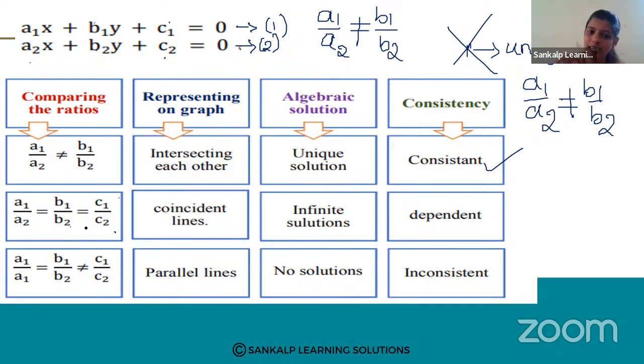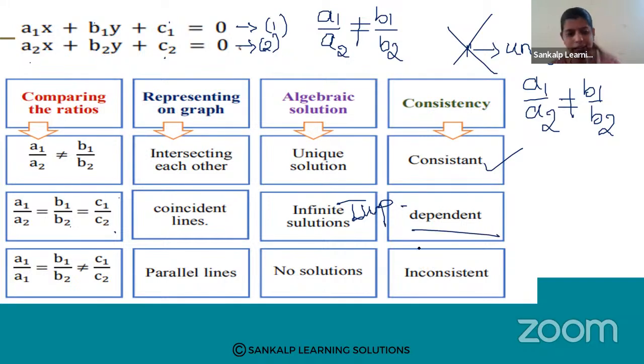Then, representing on a graph, how will the lines be? Lines are coincident, right? One overlaps the other, they coincide. So you will get coincident lines. Next, the algebraic solution: how many solutions does it have? It has infinite solutions. Remember, this is also very, very important. It has an infinite number of solutions, and the graph is dependent. One depends on the other. That is the nature of the lines.